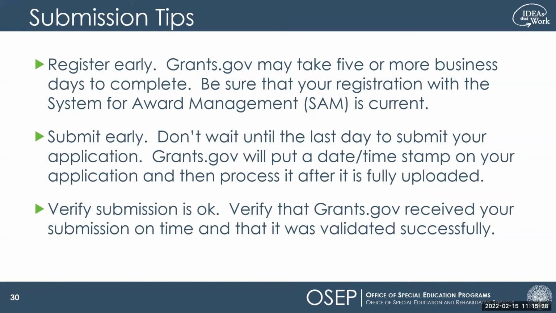Submit early, a day or more in advance if possible. Should there be any problems with the grants.gov system, submitting early will allow you time to correct the problem and resubmit before the deadline. Verify that the submission is okay. Grants.gov will send applicants notification that the submission was on time and validated. So applicants should make sure that they receive that confirmation and not assume the submission was okay.